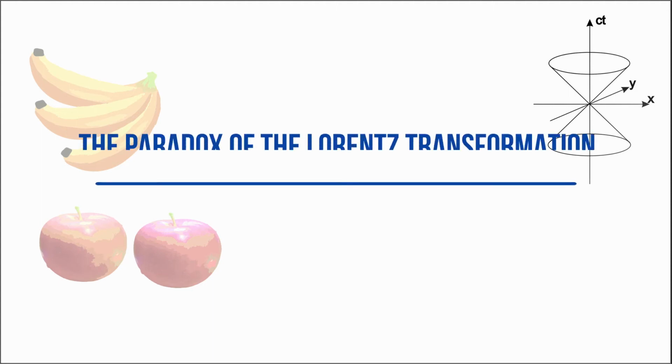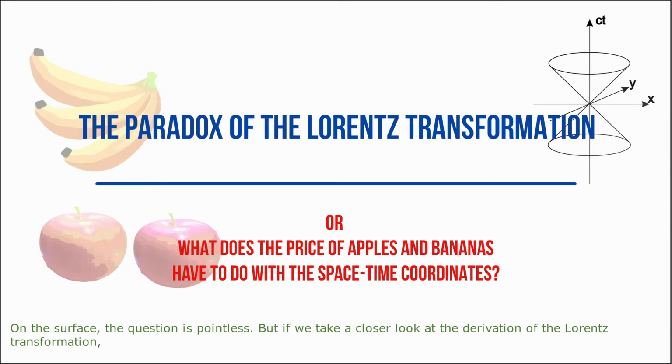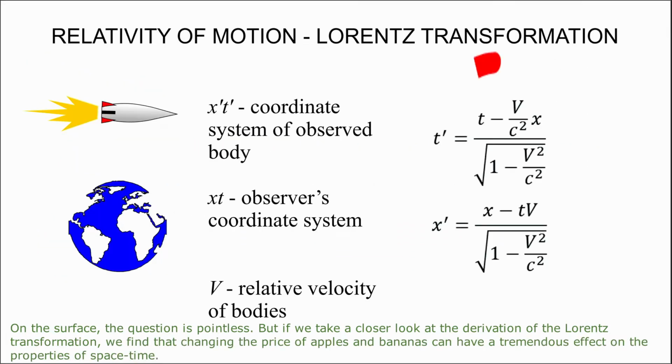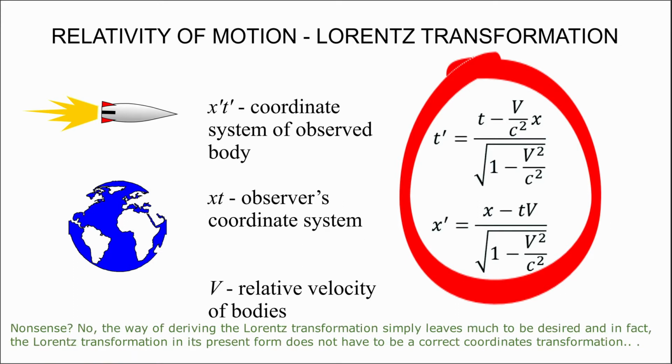The paradox of the Lorentz transformation, or what does the price of apples and bananas have to do with space-time coordinates? On the surface, the question is pointless. But if we take a closer look at the derivation of the Lorentz transformation, we find that changing the price of apples and bananas can have a tremendous effect on the properties of space-time.